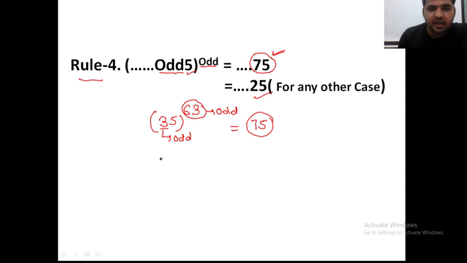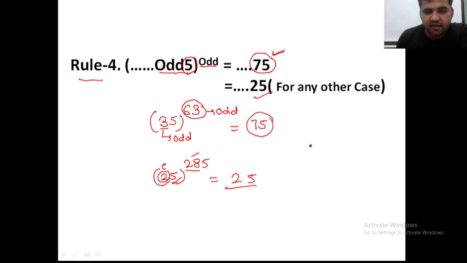Otherwise, for example, if I want to find the last two digits of 25 raised to power 285, we have a 5 at its unit place. This rule number 4 will be applicable only when you have the unit digit as 5. Now the tens digit is even, and you are supposed to look for only odd and odd. If it is not odd here, then you can say the answer will be 25. You are not supposed to look at the power.